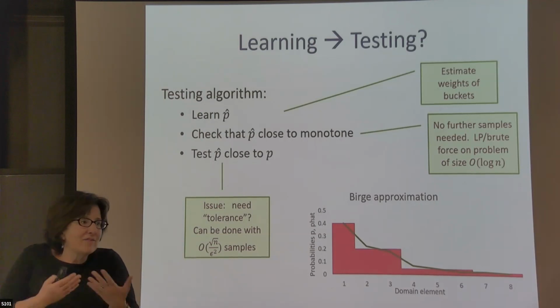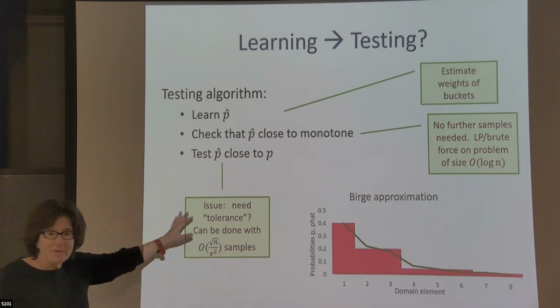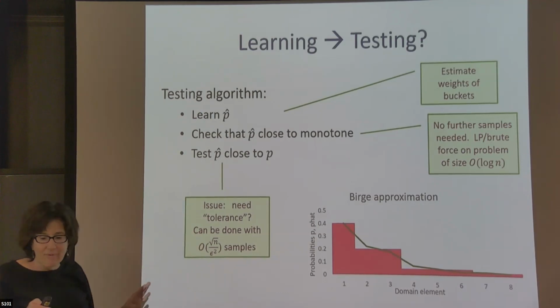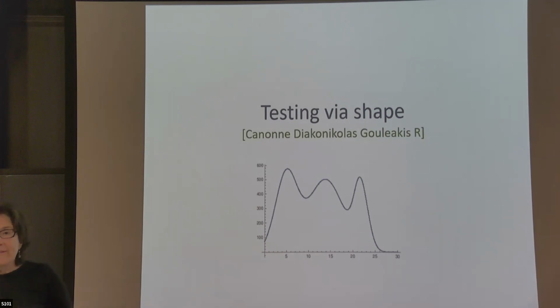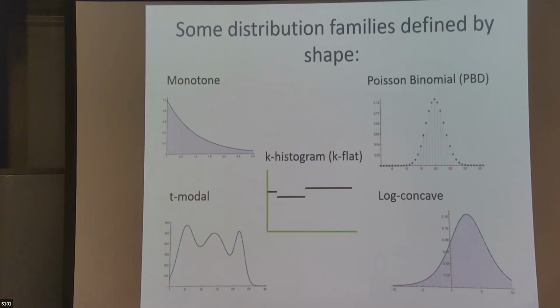We don't have to pass if it's only close to monotone. That actually helps us here somehow, but I won't get into it more than that. Okay, so let's talk about testing other types of shapes, not just monotonicity. Again, we're on the domain 1 through n, so it's a total order.